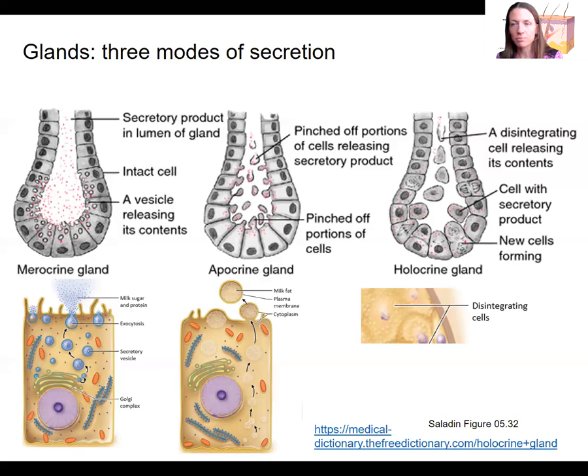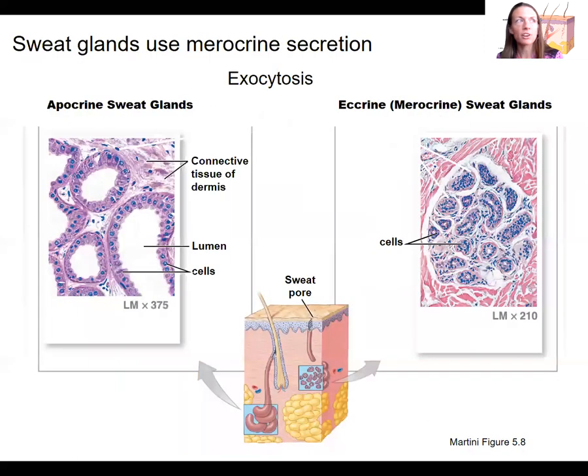Isn't that awful? So let me actually go to this next picture here. Sweat glands use merocrine secretion, so that is, the vesicles that are released by exocytosis. Both apocrine and eccrine sweat glands use merocrine secretion. So these guys here are named very poorly. These ones that are within the armpit and pubic region.